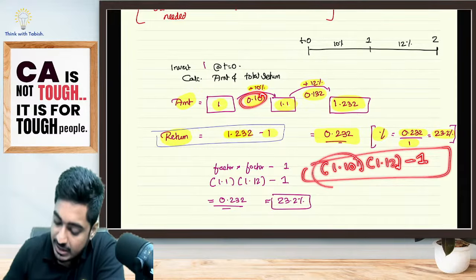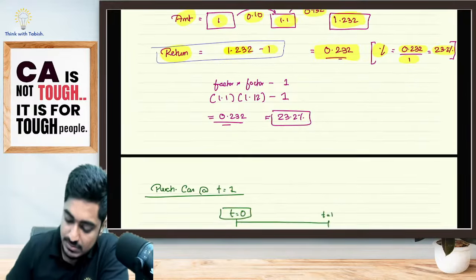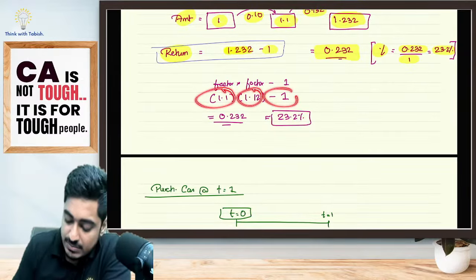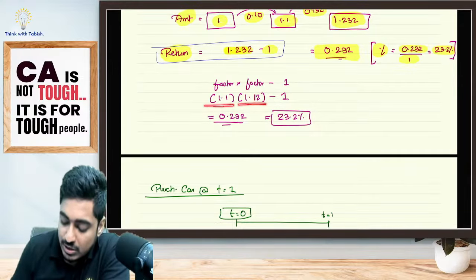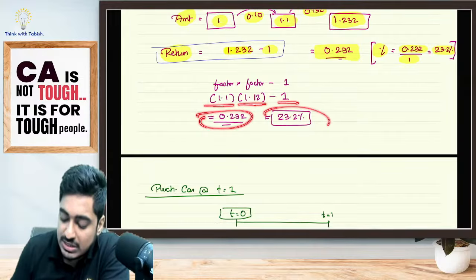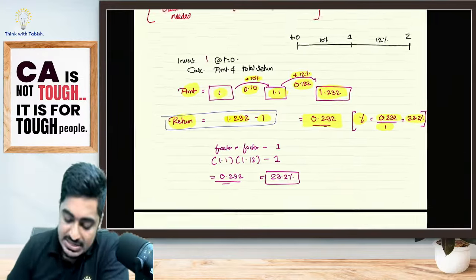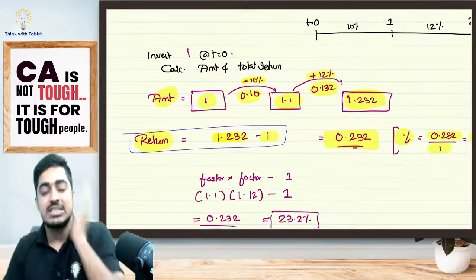Yes, 1 plus factor into 1 plus factor minus 1. That also gives me 1.1 into 1.12 minus 1, 0.232. That is 23.2 percentage. Same thing I'm telling.